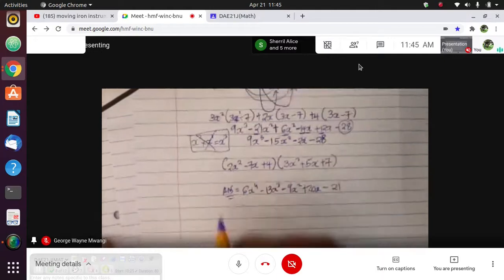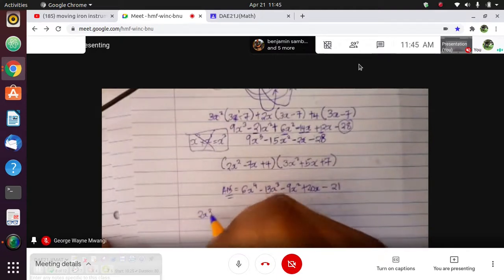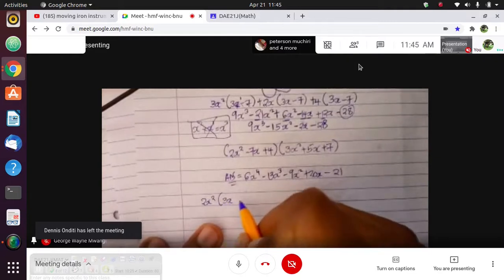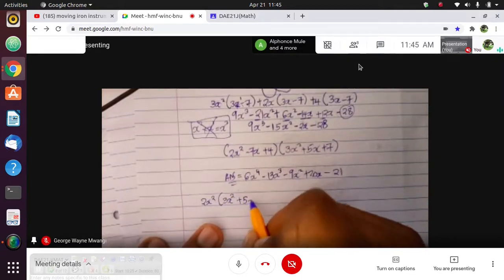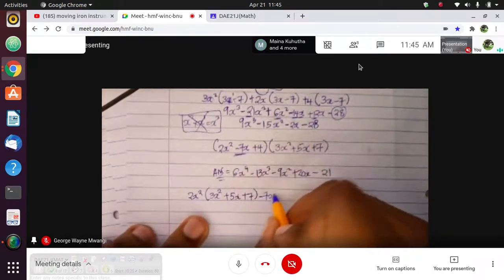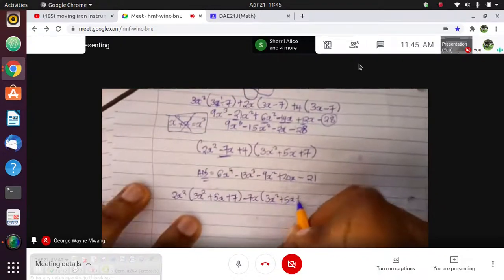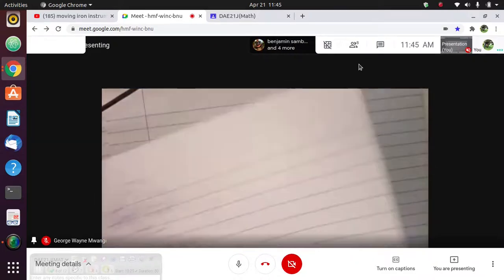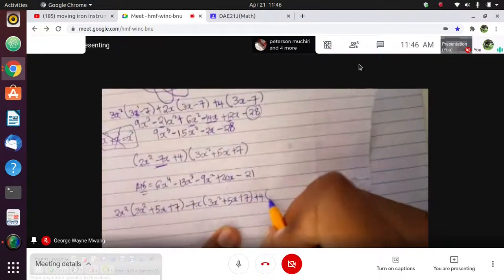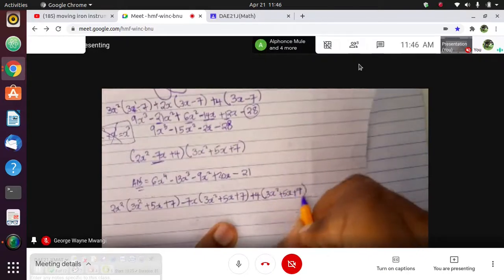Now, we don't have much time. Let us multiply each value. 2x squared, we multiply with the second bracket, so times 3x squared plus 5x plus 7. Let us take the second value, minus 7x. We multiply by the second bracket, 3x squared plus 5x plus 7. We take the third value. Our third value is plus 4. Multiply by the second bracket, so 3x squared plus 5x plus 7.